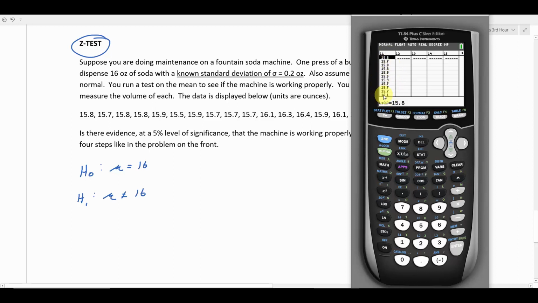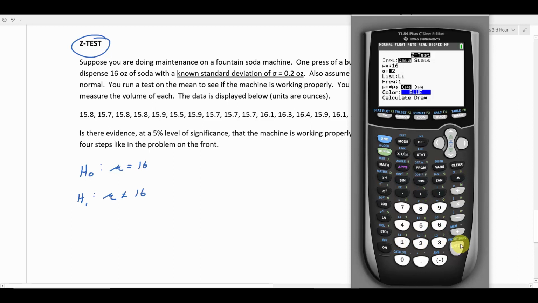We're going to go over to tests, and we're going to use z-test this time. That's option 1, right? And we're going to tell it to use data this time instead of inputting our own stats. We're going to tell it to use the data. Right? And they want to know, what is your assumed population mean? Well, that's 16. And they want to know the standard deviation, which is 0.2. And it wants to know where your data is. So I told it I put my data into L1.